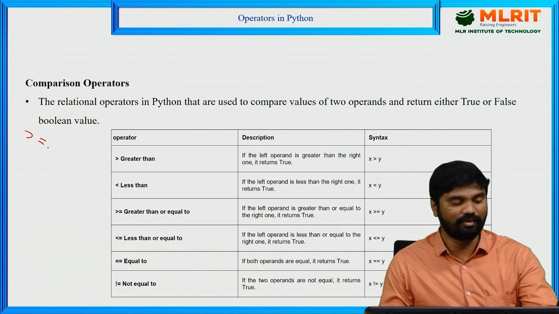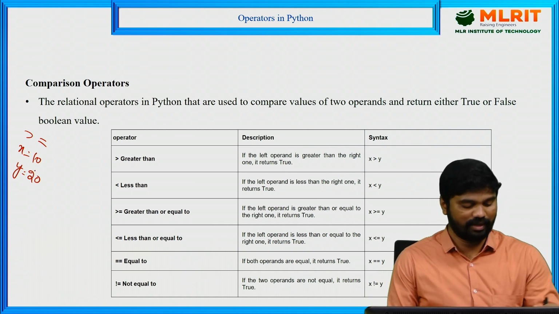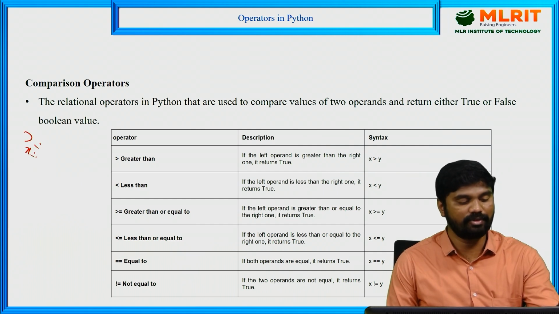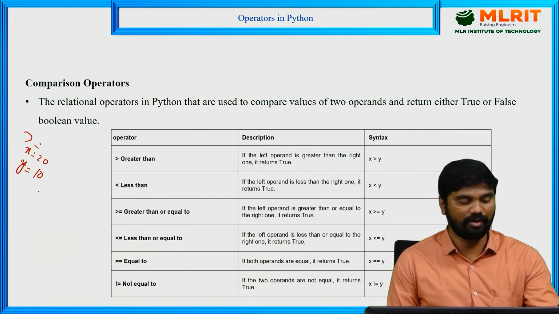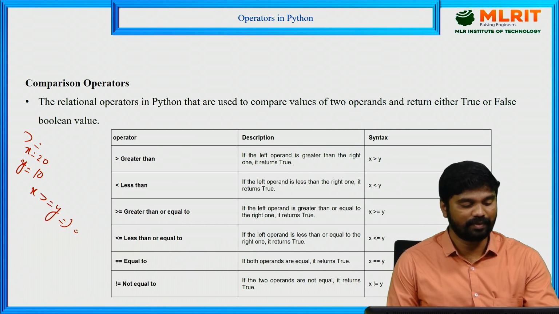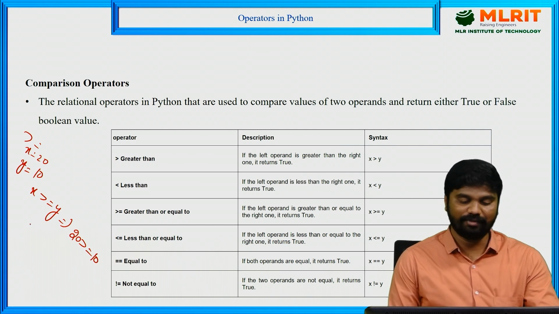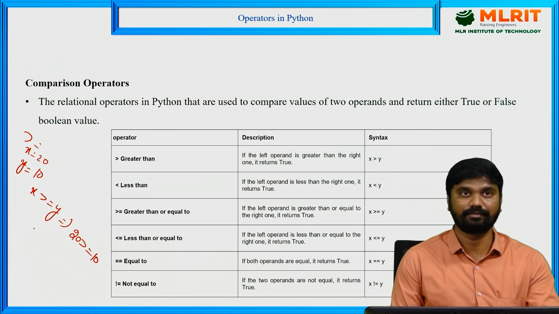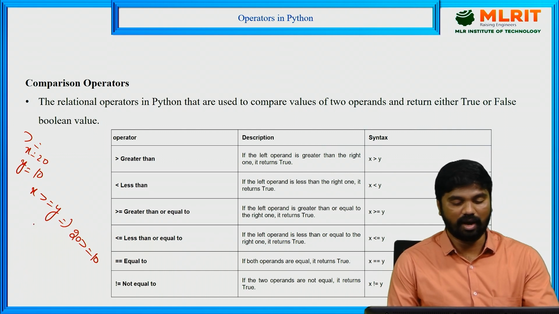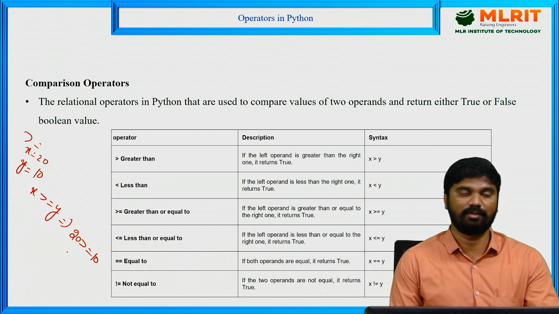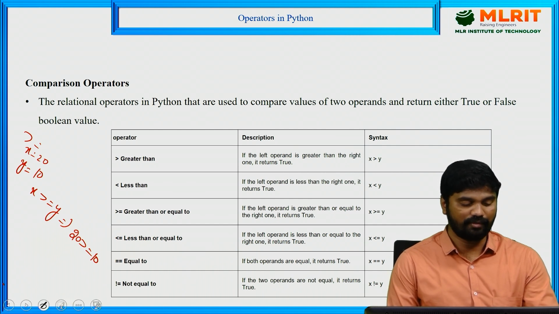Greater than or equal to. Now see, x equals 10 and y equals 20, or we can say x equals 20, y equals 10. Now, if x greater than or equal to y, that means 20 greater than or equal to 10. Now, if the left operand is greater than or equal to the right operand, that means here we are going to check two things. What is that?